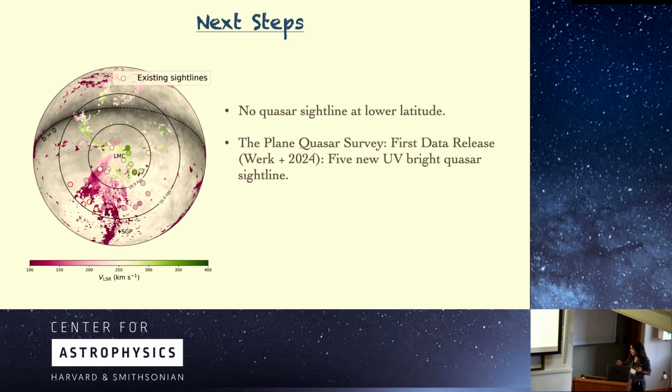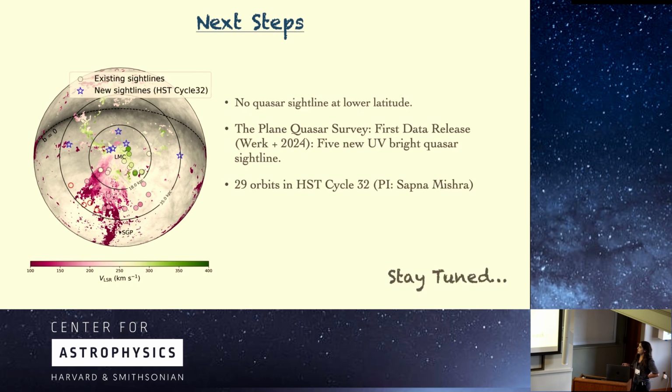And while it is interesting, as you have also noticed, the majority of our sight lines mostly probe towards the south galactic pole. There is no other sight line in this region, mainly because at this lower latitude, because of the galactic disk extension, you don't have enough UV bright quasars. Until recently, the plane quasar sample by JS was out. So we used this catalog and cross-correlated it to identify UV bright sight lines around the front side of the LMC. And we indeed find 5 sight lines probing the front region of the LMC.